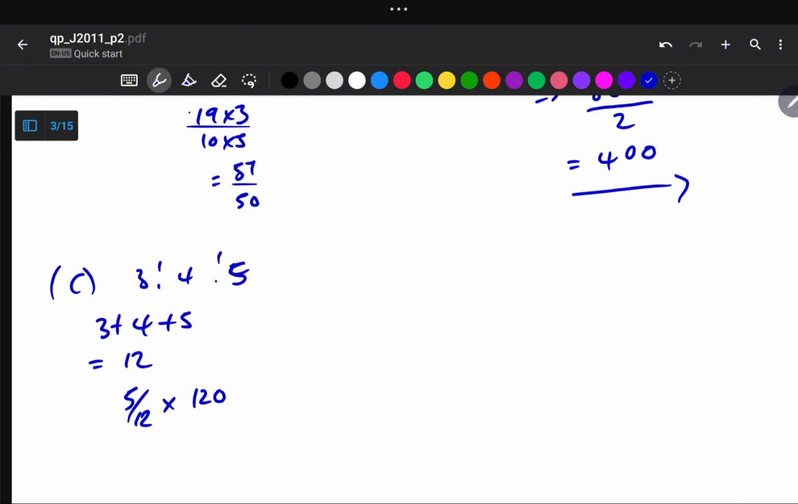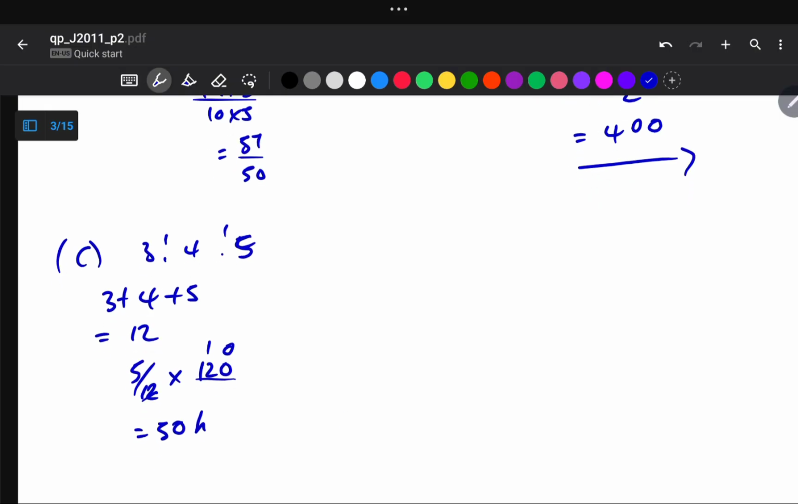So 5/12 times 120: 12 into 120 is equal to 10. So 10 times 5 gives us 50 hectares. Okay, so this is the largest piece of land shared.